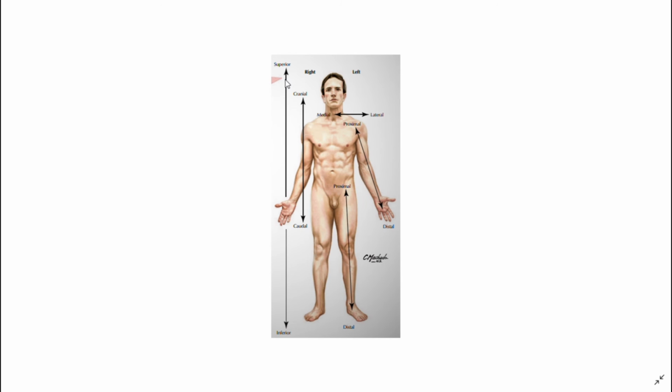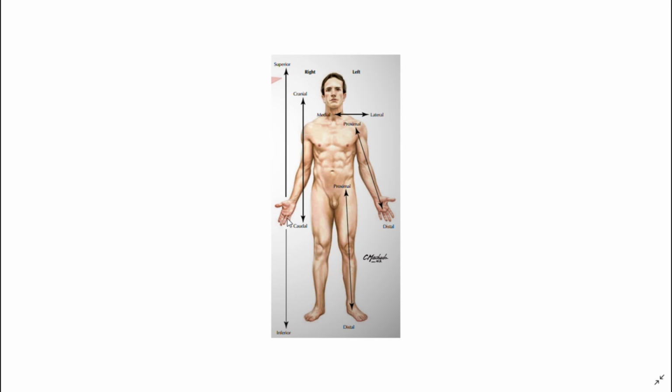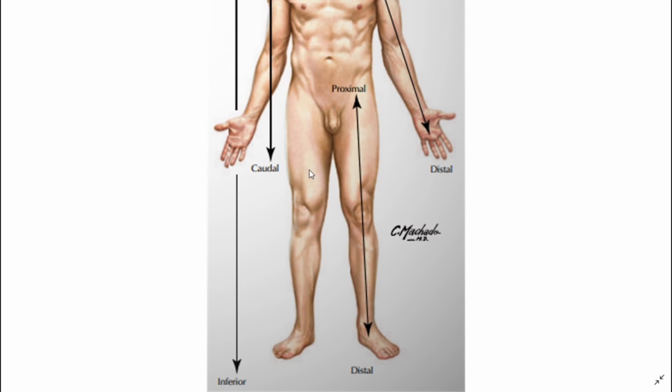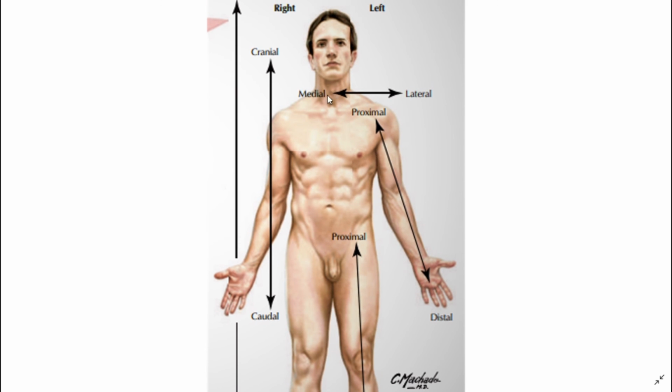See, you have to learn this also. This uppermost part is known as superior, this down is inferior, and this is cranial, this is caudal. And see, this is proximal and this is distal. Same in here, proximal and distal. It is in the midline, so it is known as medial, and it is away from the midline, so it is known as lateral. And right, left.